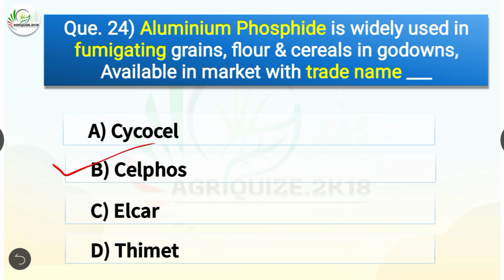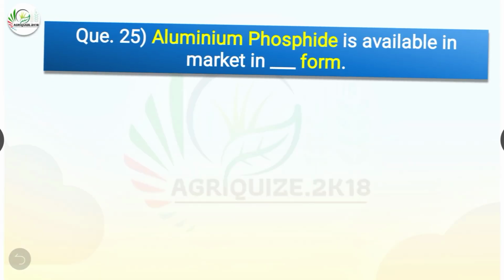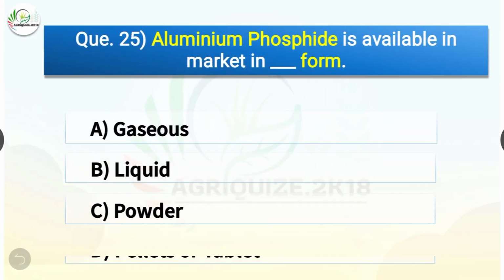trade name of Selphos. The next question is, aluminium phosphide is available in market in dash form. The options are gaseous, liquid, powder or pellets or tablet. The correct answer is option D, pellets or tablet. So aluminium phosphide is available in market in pellets or tablet form.